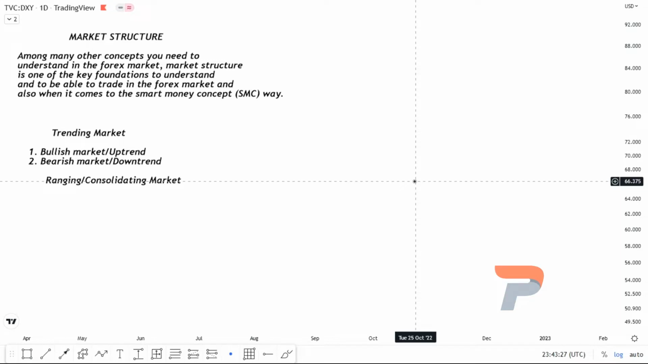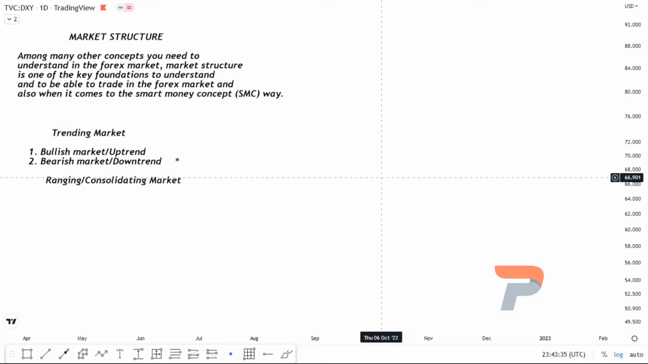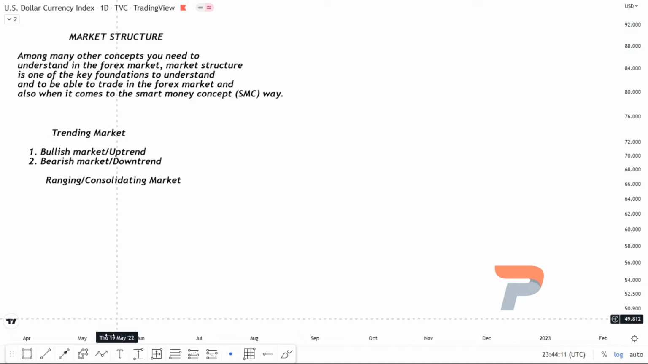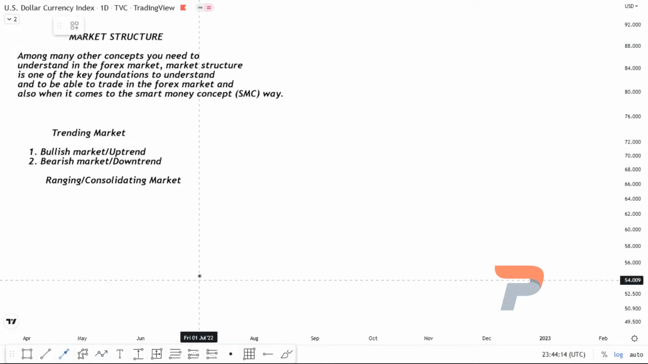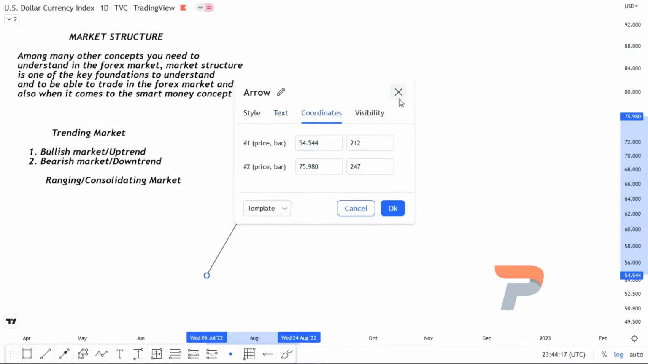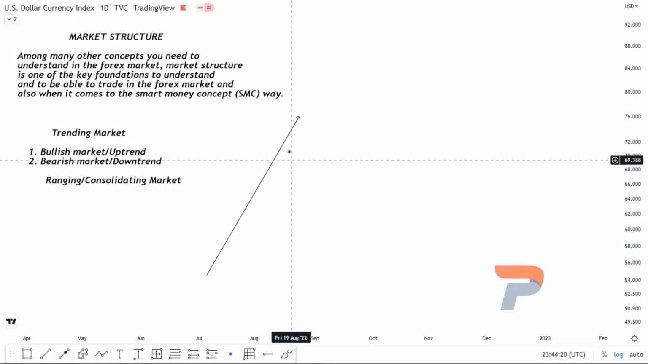When it comes to market structure, we have two main types: the trending market and the ranging market, also called the consolidating market. With the trending market, we have the bullish market, which is an uptrend. What are we expecting? We are expecting the market to move up. This is just a bullish market. This is not how it actually looks, I'm just giving an example.